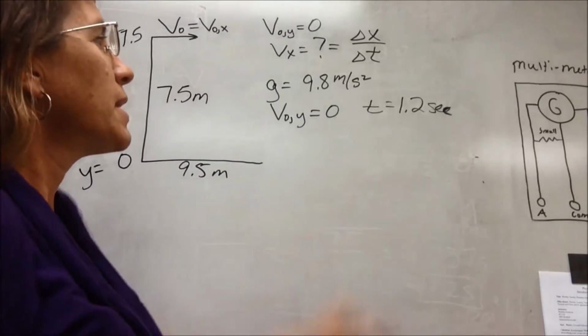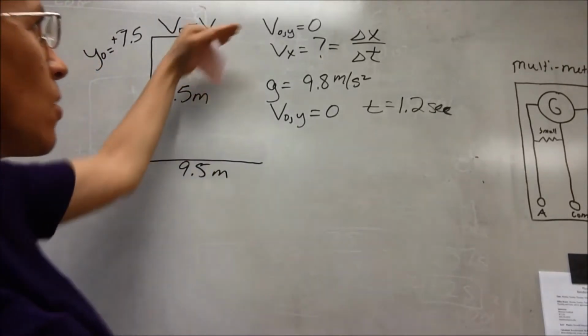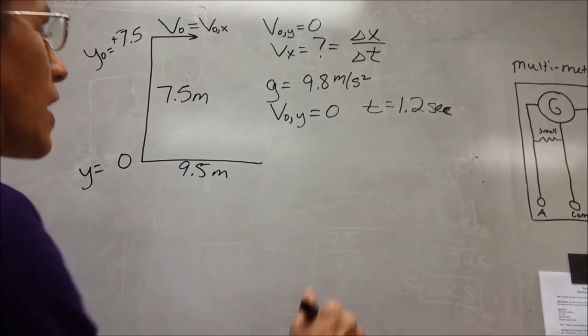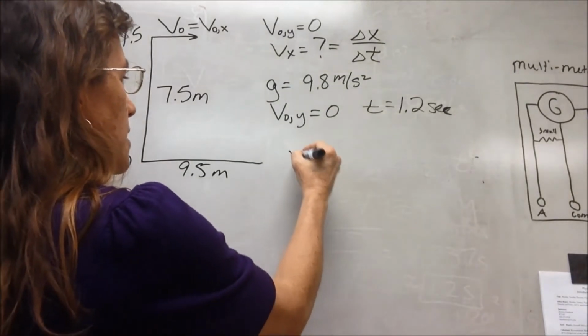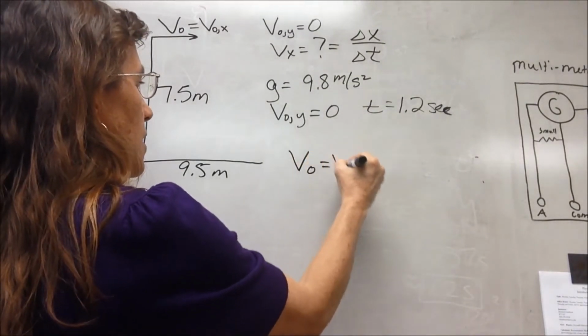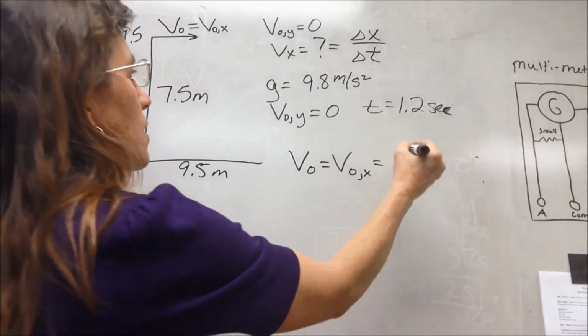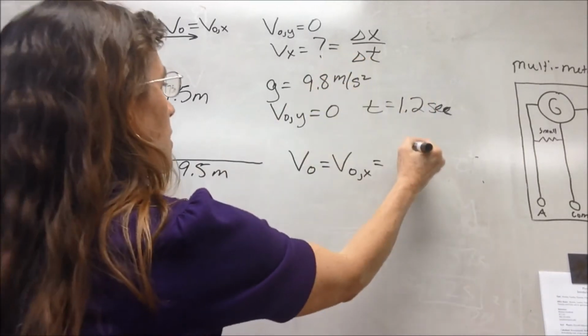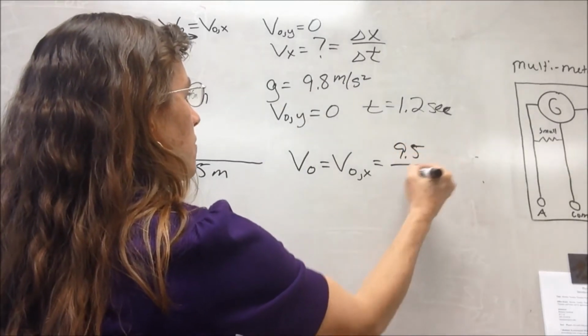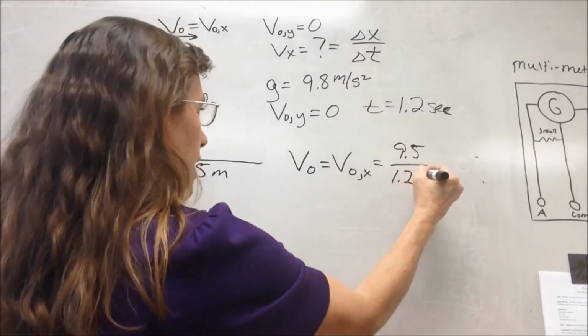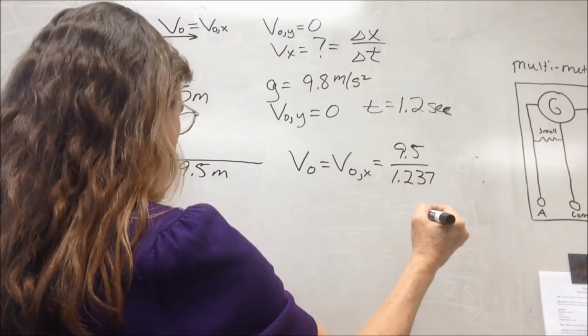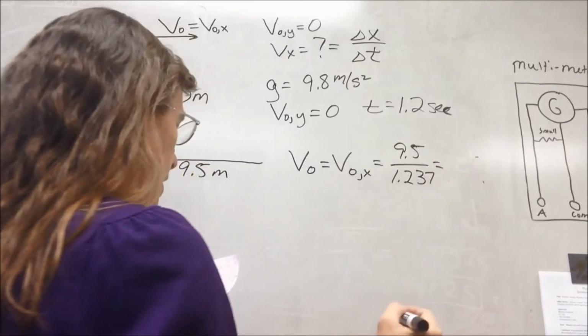We found the time that it takes the motion to take place. We can now solve for that initial velocity, which is the velocity in the x. Initial velocity equals velocity in the x equals the distance that is covered, 9.5 meters, divided by the time that it takes. I'm going to hang on to a few of the sig figs on here before I round to my final answer.